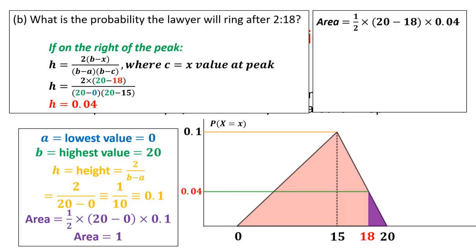So let's go on and work out the area of the purple triangle. Half times base times height. So it's half times 20 minus 18 times a height of 0.04. The area is 0.04. So the probability that they'll ring after 2:18 is 0.04 or 4%.